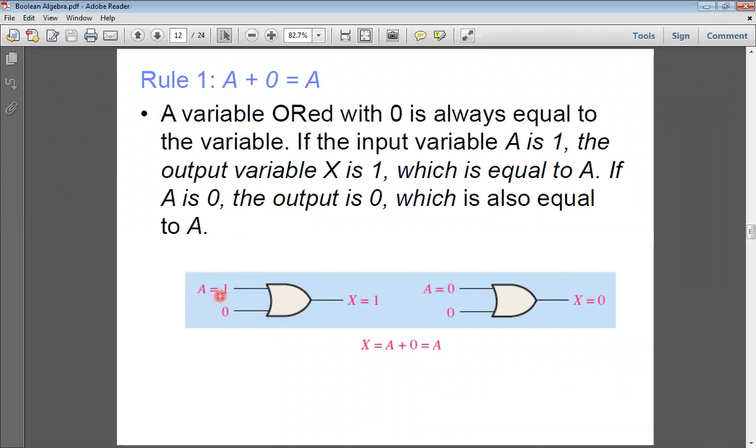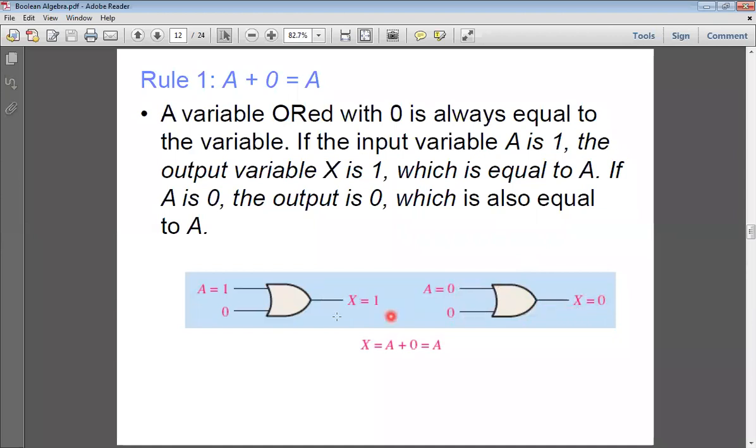Let's try with A equal to 1. If A equal to 1 and the second input remains held at 0, what is the output of this OR gate? 1 OR with 0. We have already said what 1 OR with 0 is: 1. So in this case, we got output as 1. What is the other possibility for A? Here we have used A equal to 1, now A equal to 0. The other variable is again held at 0. So 0 plus 0, 0 OR with 0, what we get is 0.